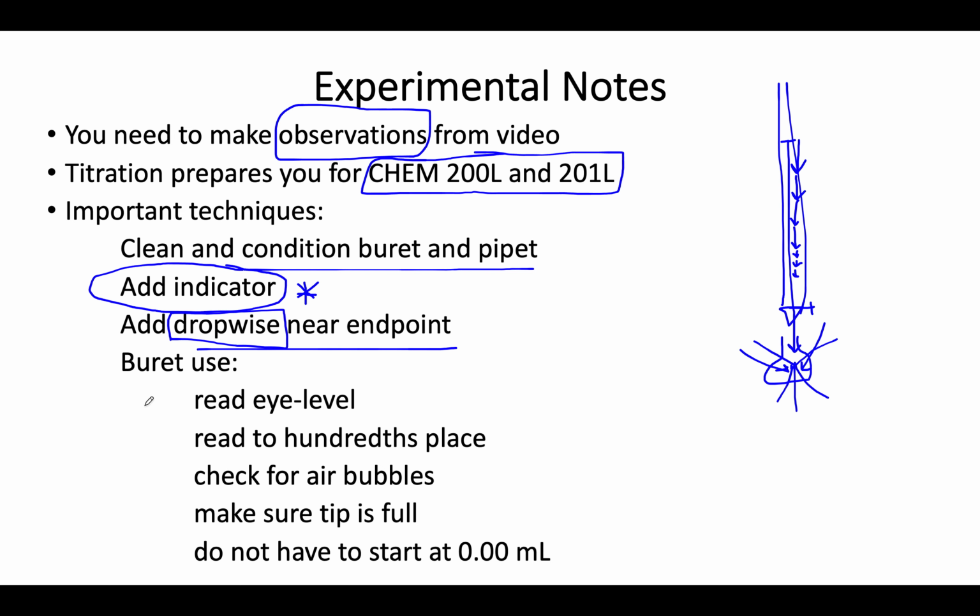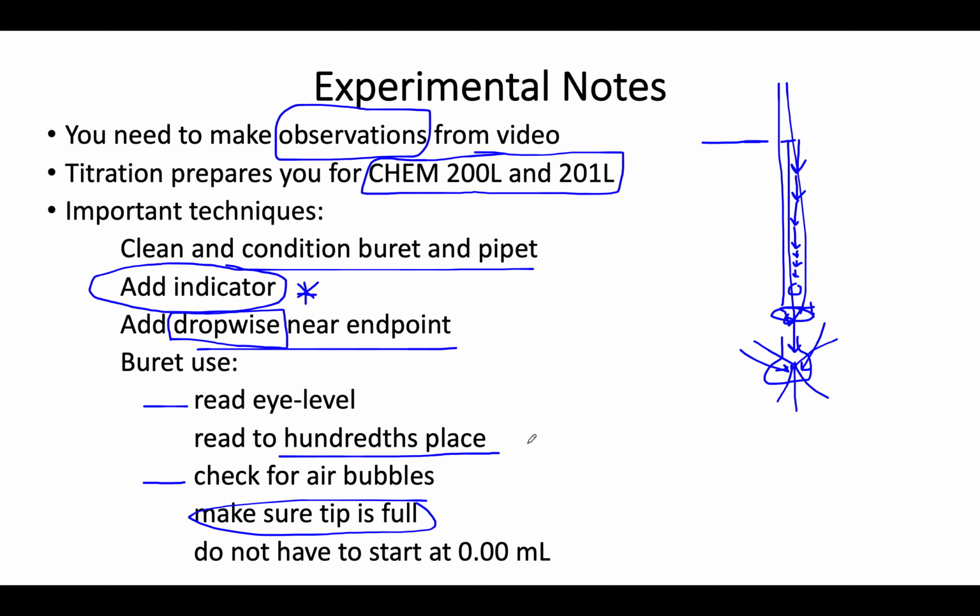So here's some skills. You need to read at eye level. If you're reading the top here, you want your eye level to be with the meniscus. The markings are to the tenths place, so you need to read and estimate to the hundredths place. You can have air bubbles in the burette or under the tip. If you have air bubbles, clearly that throws off your volume, so you have to shake them out and run the solution through again. At times, if you've drained it empty, then this tip can be empty. Well, that has to be full for the volume to be accurate.